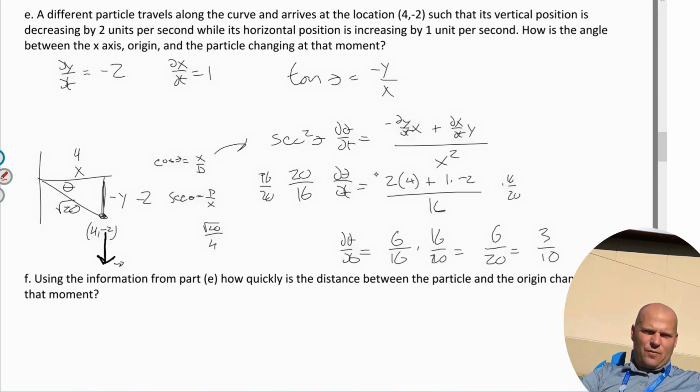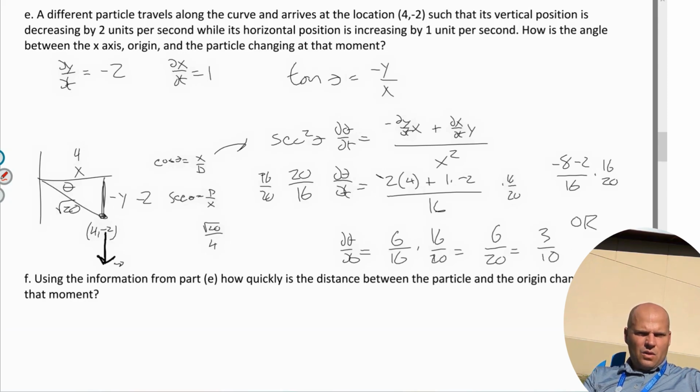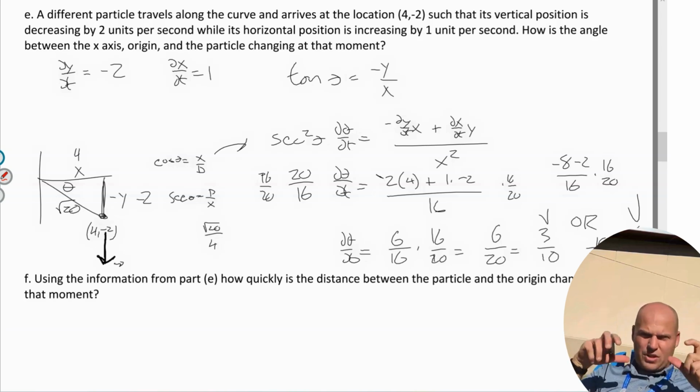If you ended up with a negative here, because dy dt is negative, you would have gotten negative 8 minus 2, which would have been negative 10 twentieths. And if you got that and you got negative a half, I would have given you credit, because I haven't really talked about how if we're in the fourth quadrant, our y value would be negative. But it does make sense. It doesn't feel like my angle would decrease if I'm going down more than I'm going to the right.